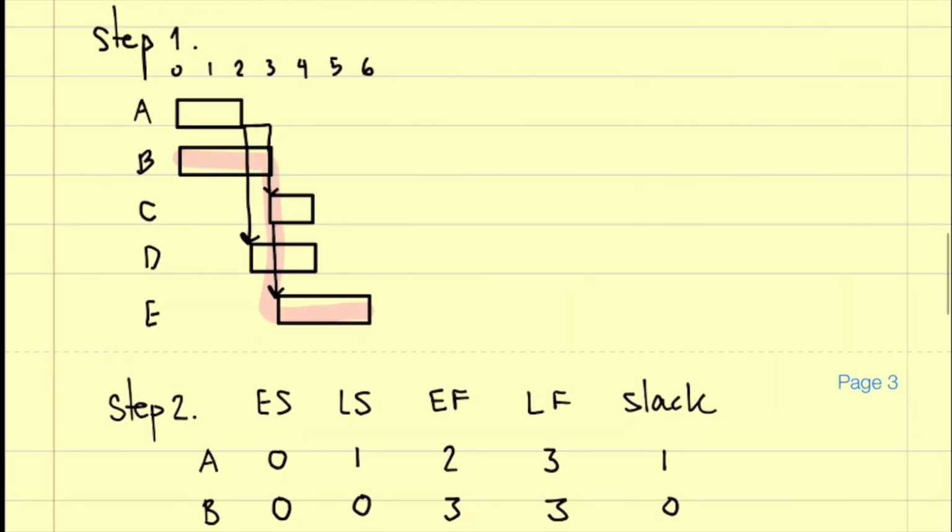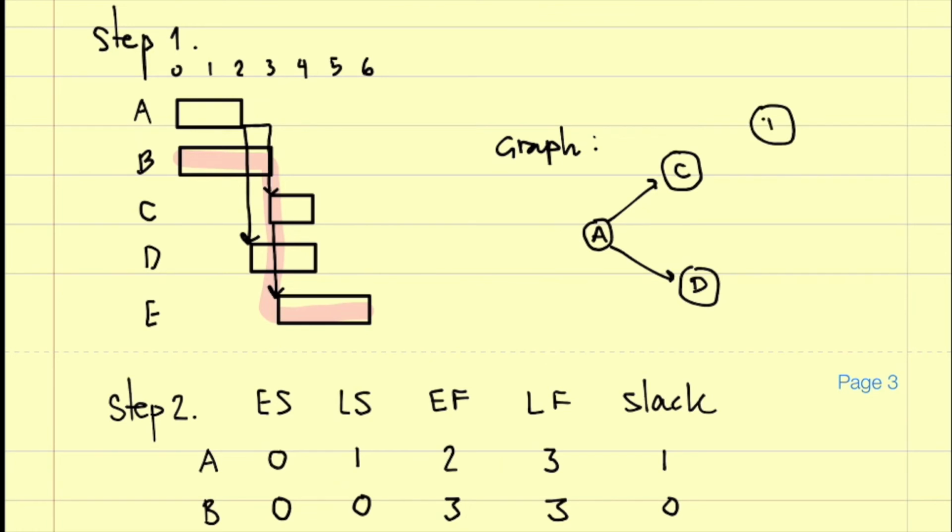One moment. So the graph is like this. A goes to Z, goes to D, B goes to C, and goes to D. And that's pretty much it. It goes to C and goes to E, sorry.